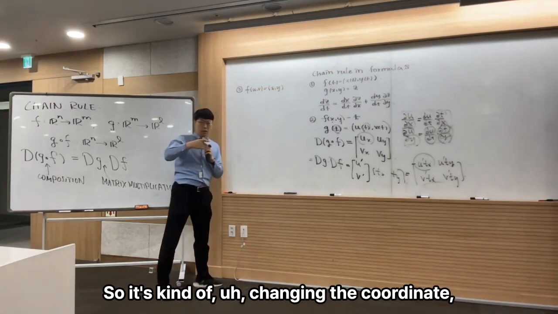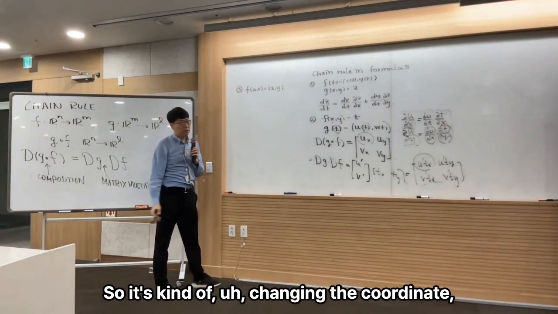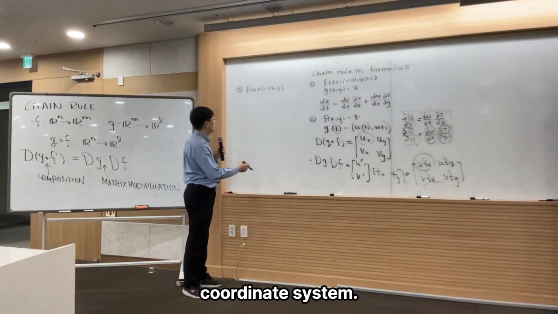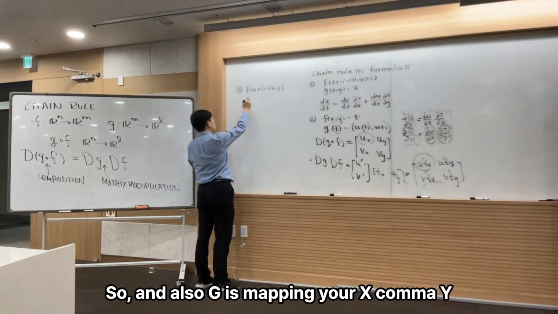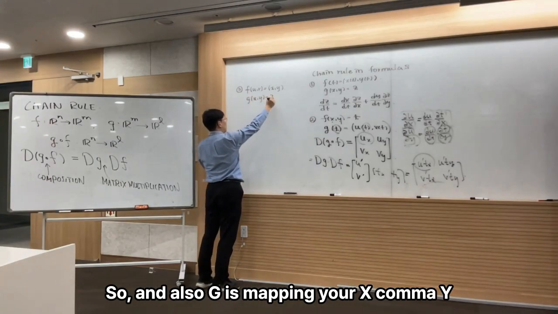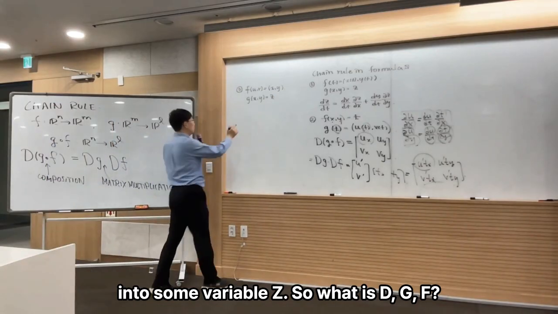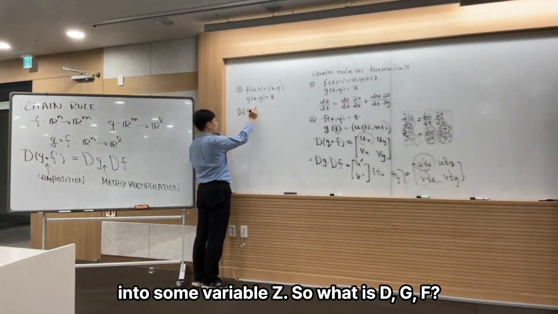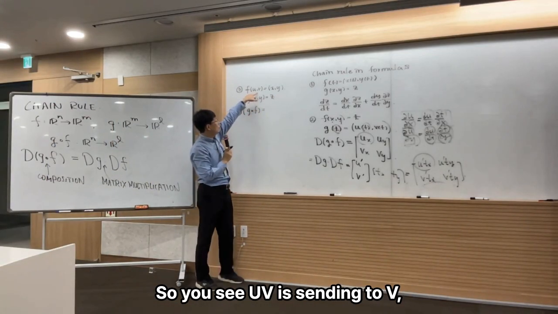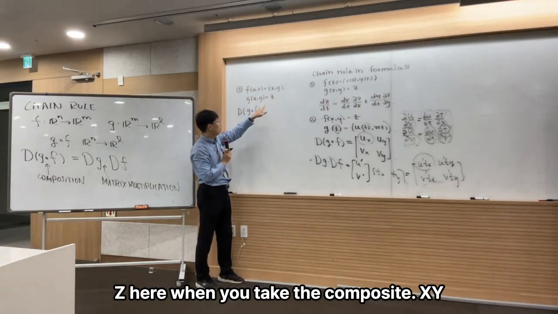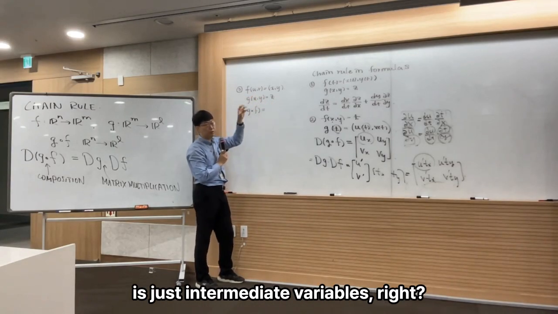So it's kind of changing the coordinate, like a polar coordinate system. And also g is mapping your x comma y into some variable z. So what is Dg f? You see (u, v) is sent to z when you take the composite. (x, y) are just the intermediate variables, right?